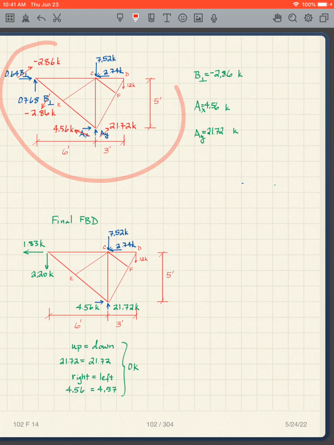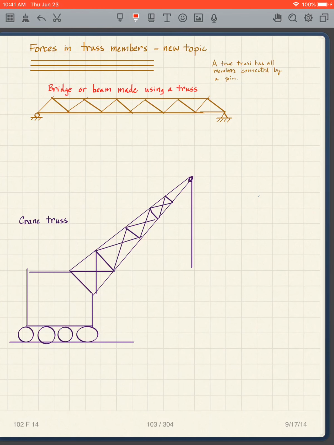Here's my final free body diagram. Now notice I'm putting in my negative values up here, which means that I've got to change the direction of the arrows. So I get the arrows going in that direction. I have to flip both of those, of course. And there's my final free body diagram. I do a check. Up forces equal down forces. Forces to the right equal forces to the left. We have OK. Okay, I'll stop there.